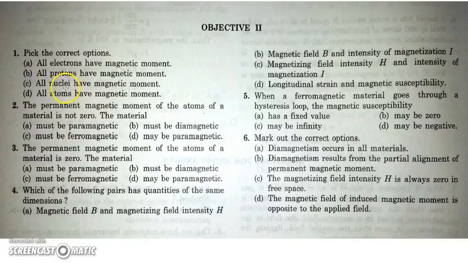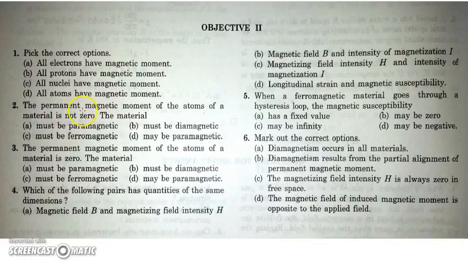But it is not necessary for an atom or a nuclei to have magnetic moment because one charge may cancel the magnetic moment of another charge. Okay, so C and D are not the correct options. We are left with A and B.